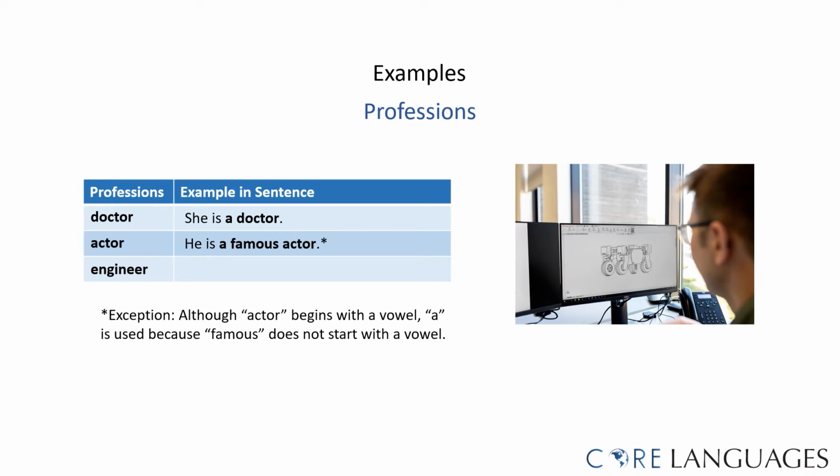Engineer. My father is an engineer. The word engineer begins with a vowel and vowel sound, so we need to use the indefinite article an.